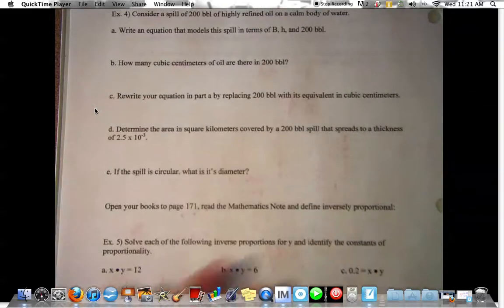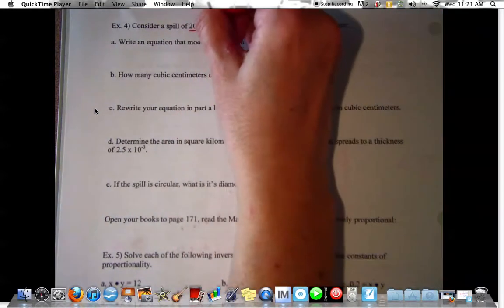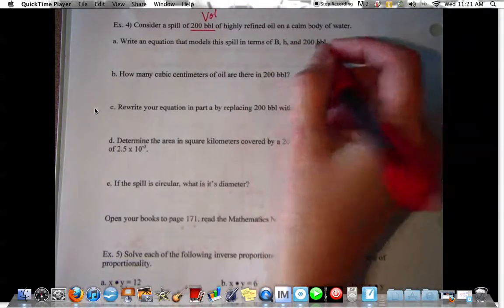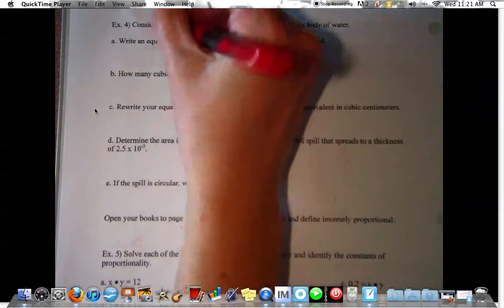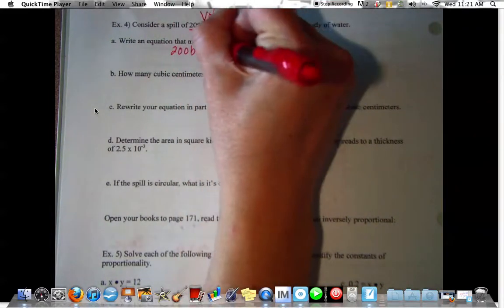All right, example 4. Consider a spill of 200 barrels of highly refined oil on a calm body of water. So we have 200 barrels. This is our volume. Write an equation that models the spill in terms of V, H, and 200 barrels. Just like the front, 200 barrels equals base times the height.